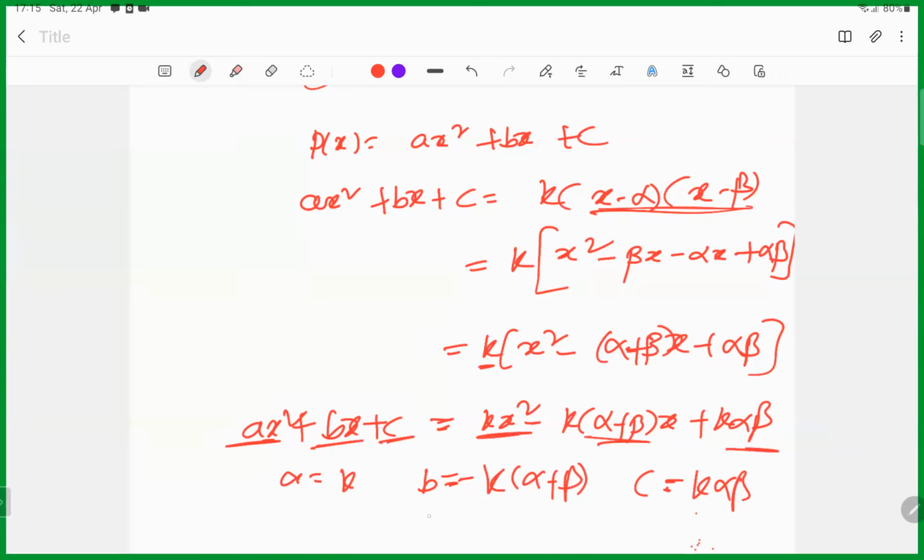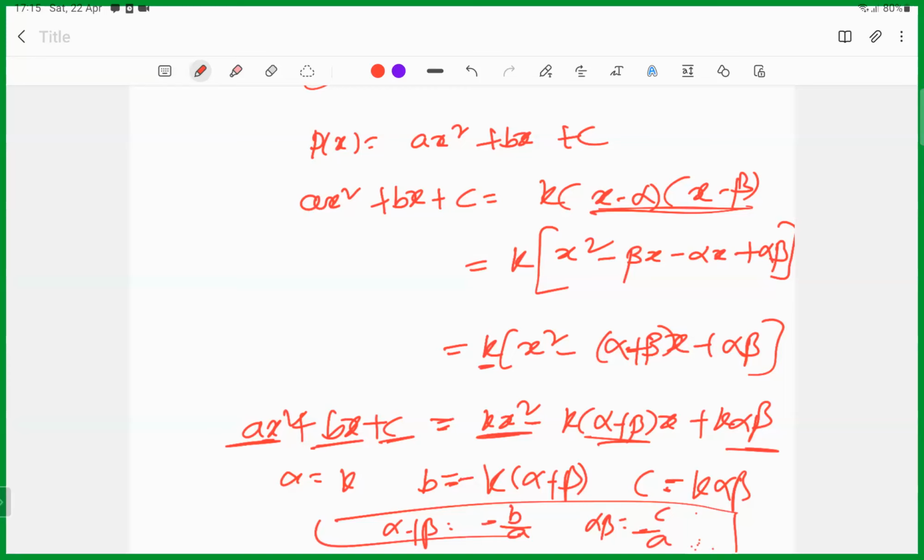So now, what is alpha plus beta? Minus b by k. K is nothing but a. Very good. Now alpha beta is c by a. This is the relation. Note it down. This is only for quadratic.